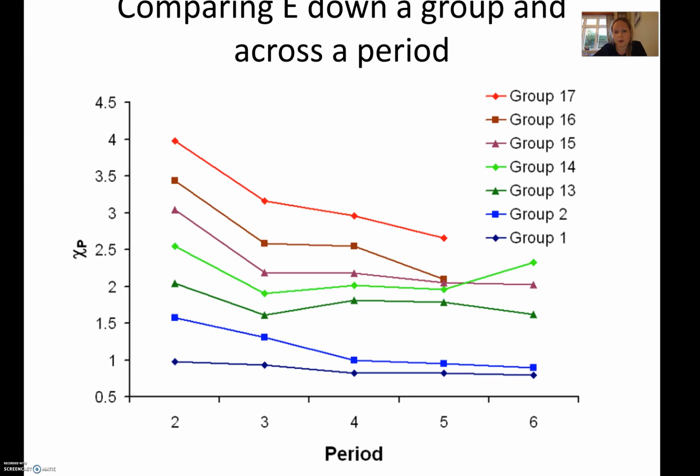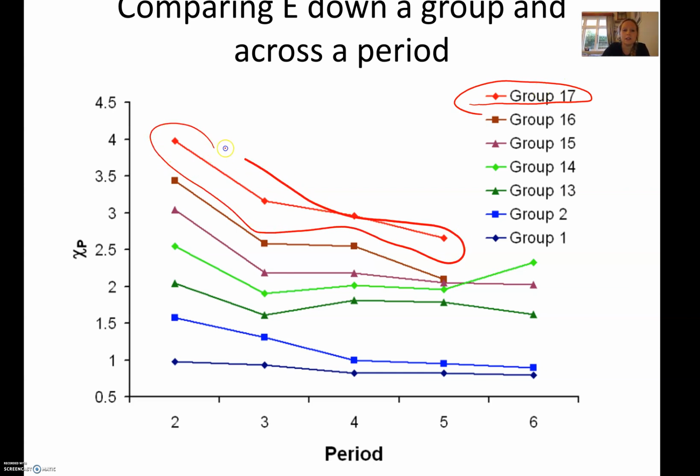So here's just a wee graph summarizing what we've been talking about. Here is electronegativity, and you can see here are your groups, and so you've got group 17 in red. You can see that electronegativity is decreasing as you go down the group. This is period energy level 2, 3, 4, 5, 6. So you can see the elements and it's going down.